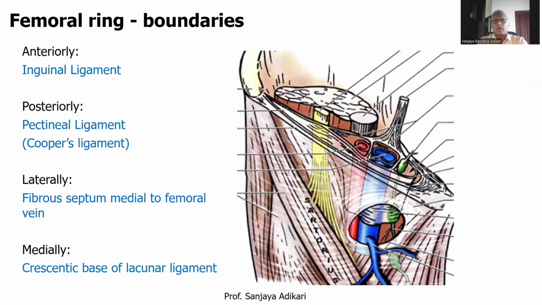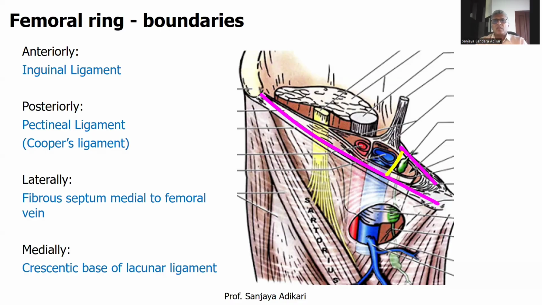As you can see here, this is how the femoral ring is formed. Now, anteriorly, you have the inguinal ligament in pink color. Okay, this is the inguinal ligament anteriorly. You can see the femoral ring once I do this. Then, posteriorly, you have the pectineal ligament, again in pink. Then, laterally, you have the septum separating the femoral canal from the femoral vein.